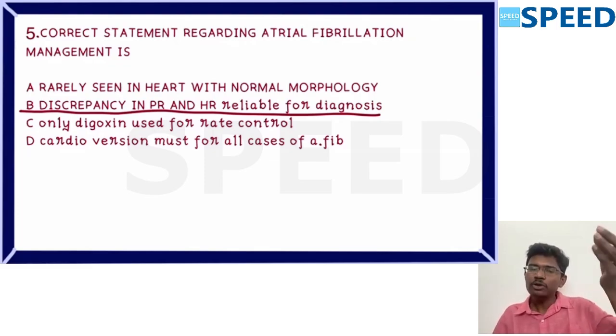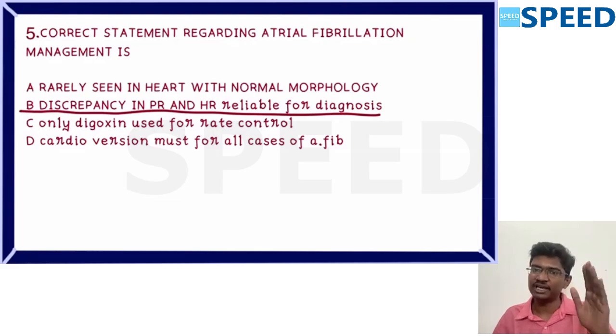Whatever clots, micro clots which are formed in the left atrium and left atrial appendages will be embolized, and this will cause stroke or TIA in such patients. So only cardioversion is not a must for all cases of atrial fibrillation. This you should know.